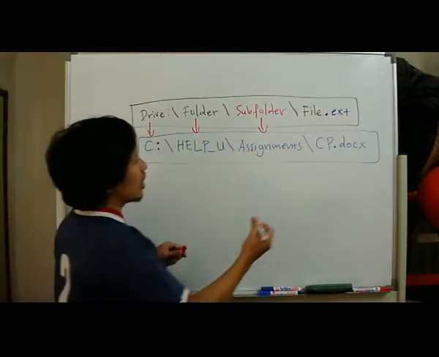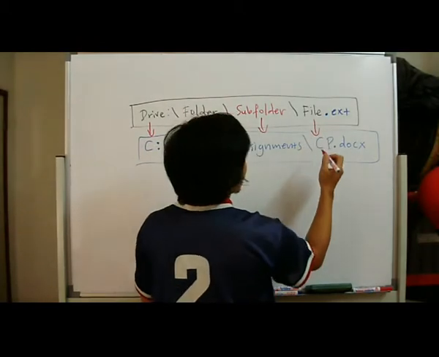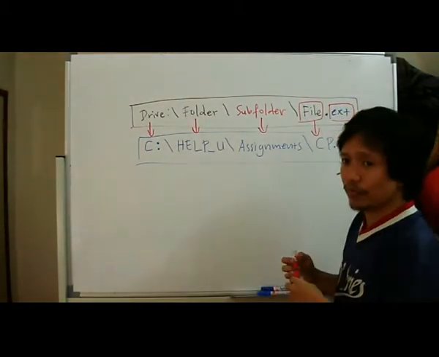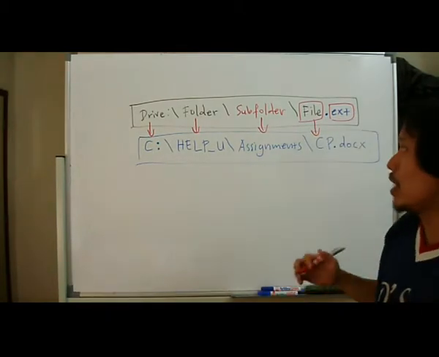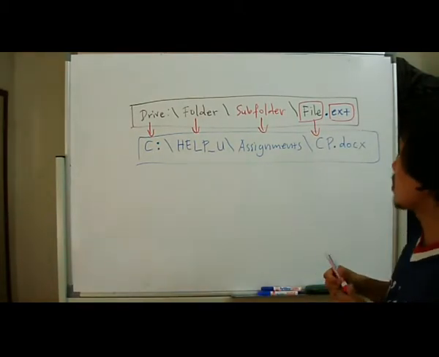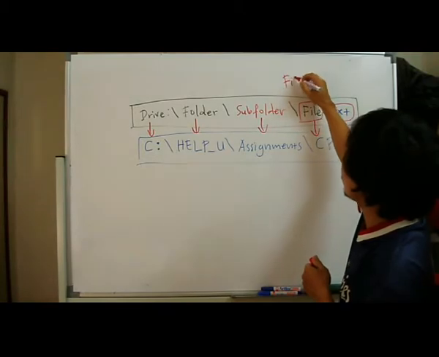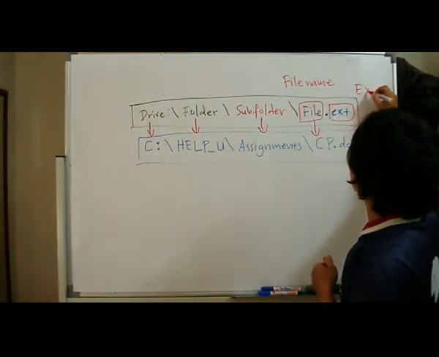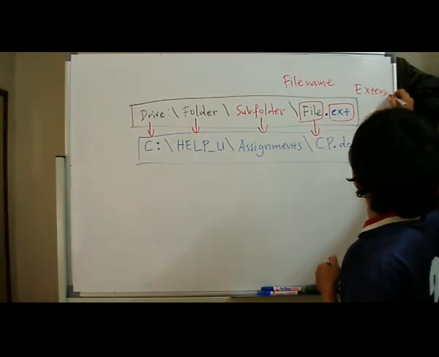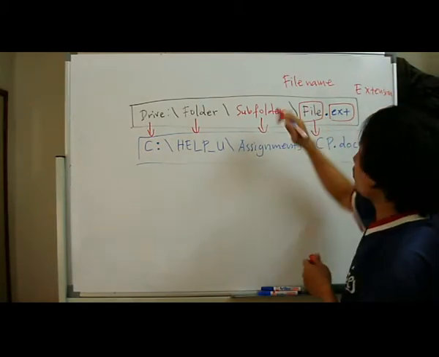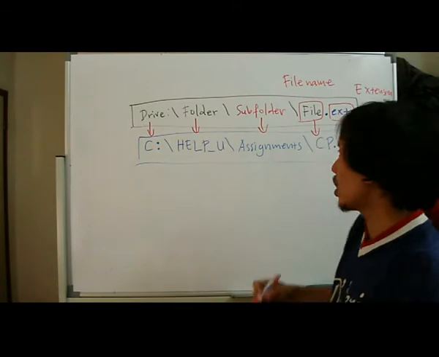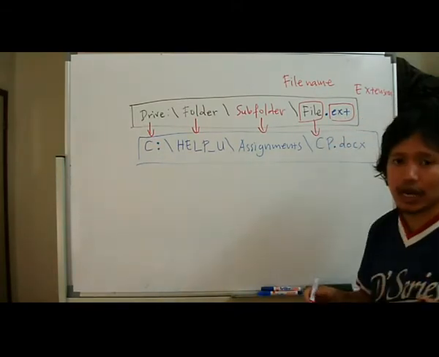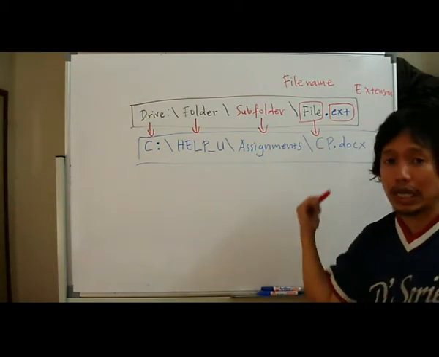And then we have the file itself, followed by the extension. So all file names are divided into two parts. One is the file name itself, one is the extension. While the file name is something you choose yourself, the extension is usually indicative of what kind of software you use to create that file.